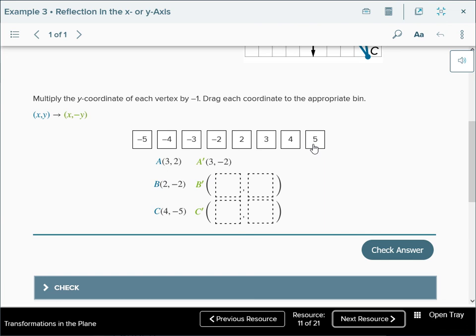A prime they already did for you. Somebody help me out and tell me what B prime is going to be. If you multiply, what is it? 2, 2. Anybody agree with that? You're just multiplying the y coordinate by -1, right? What's C prime going to be? Be careful now. Remember, you're just multiplying the y coordinate by -1, not both of them. Drag and drop those, and then check your answer. Did it work? Said it was correct?